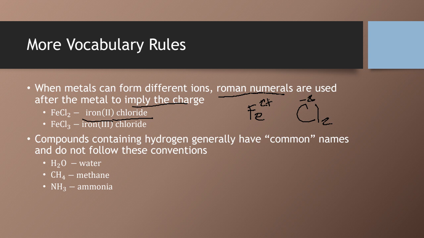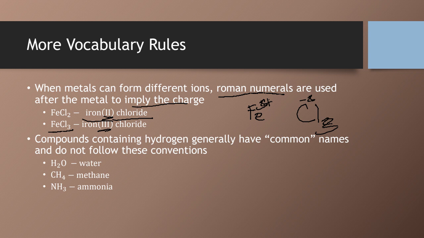Iron(III) chloride would just have 3+, and so you need 3 chlorine atoms. And so the Roman numeral is telling you the charge of the positive ion that formed that compound.